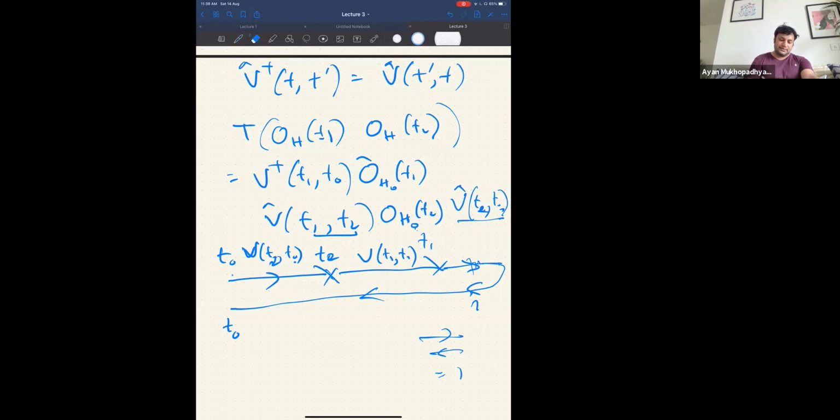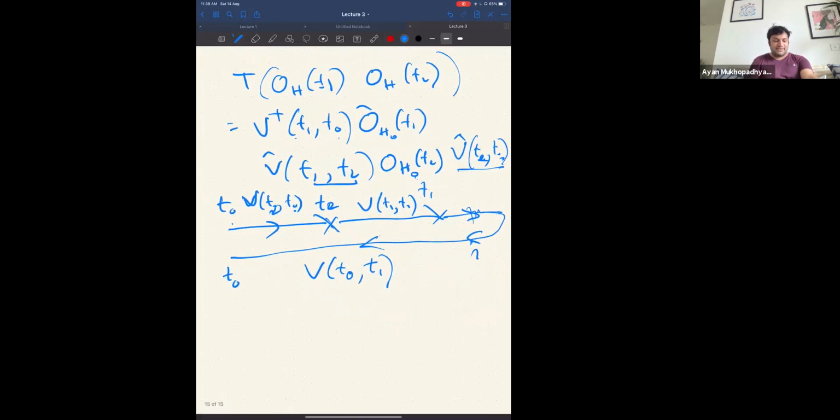And then you come back from V, but V dagger T1 T0 is nothing but V of, I first start from T1 and go back to T0. Okay, so this is what it is diagrammatically. So does this tell you something?